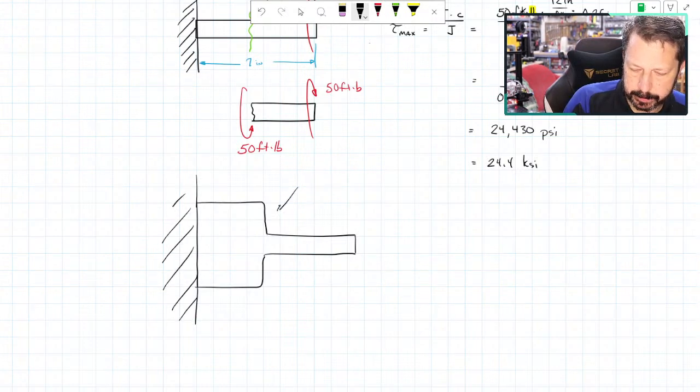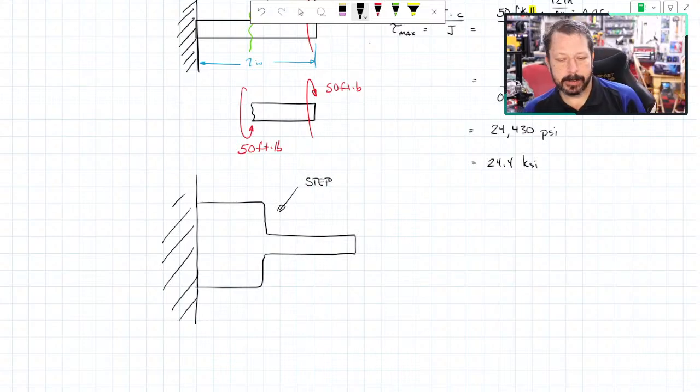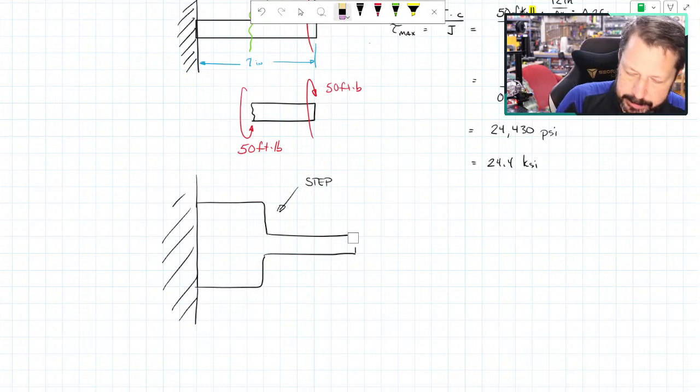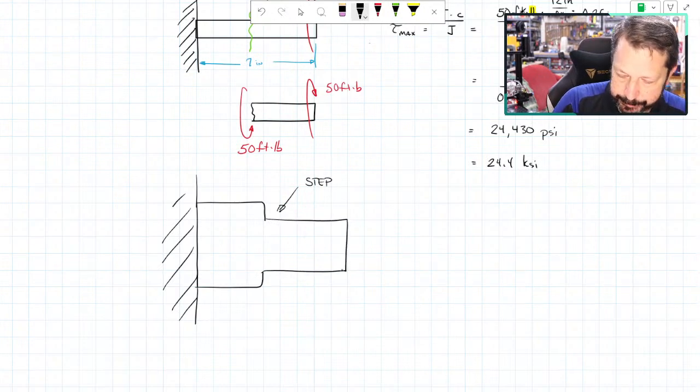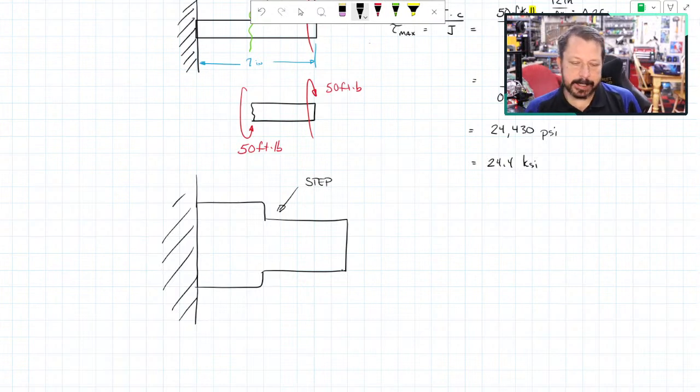But there's the step. That's just too much. I can't deal with it. So let's do this. So there we go. So there's our step. That step is usually there because there's a bearing, like a roller bearing, that has to sit on that step, or maybe a gear or a pulley has to butt up against that step and be held in place. So stepped shafts are pretty common.